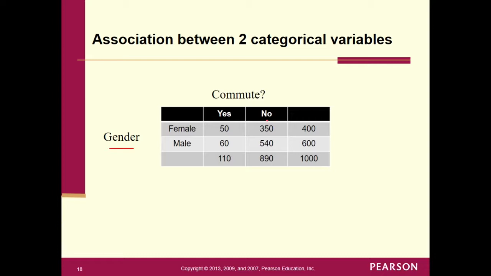Just like we were testing before, is there a difference in smokers versus non-smokers with regards to developing lung cancer? Well, we're testing if there's a difference here in the genders with regards to where they live, on or off campus. And so I've already come up with some subtotals here. So we got 400, 600, 110, 890, and remember, you add these two numbers or add these two numbers to get the total sample size of 1,000.